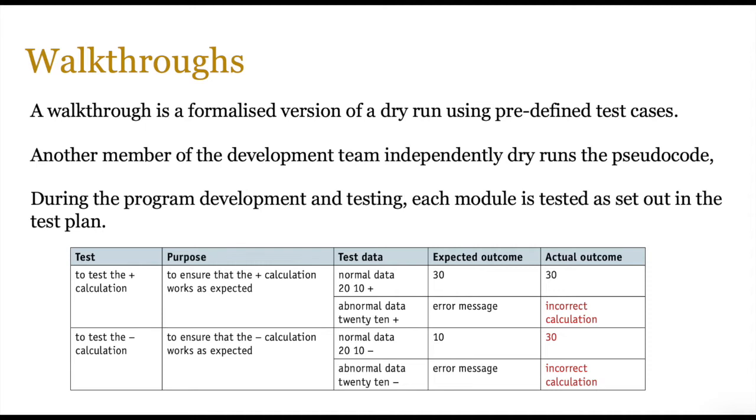Now when you run the actual test, you write the actual outcome, and you quite clearly, when you run my pseudocode, you will get 30, and you'll get an error message if you type in a string, because there is no validation present at the moment.